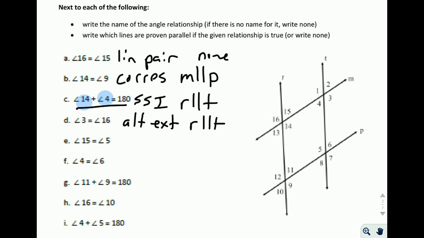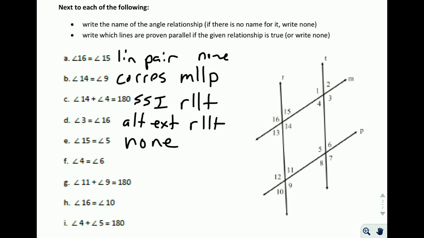Next one, we are looking at angles 15 and 5. Those two angles do not have a transversal that cuts across to connect them. They are in totally different, unrelated intersections. So that means there's actually nothing we can do with those. They don't even have a name for angles like that. So we're going to go ahead and just say none for this one.